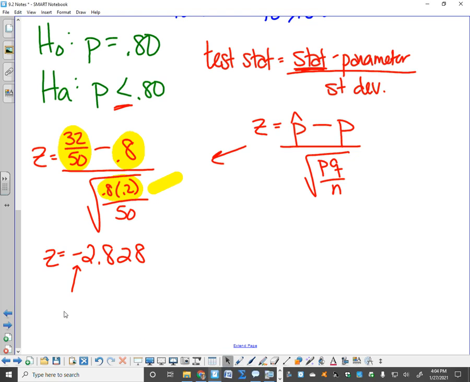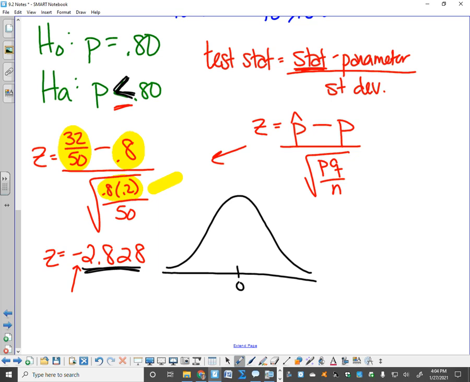All right. So now what I'm going to do is I'm going to use that z-score to find the area less than this z-score. Yes, this z-score. So watch. I'm going to draw my curve. There's 0. So -2.828 is way down here. You're labeling. Everybody's drawing. Everybody's labeling. I want the area to the left of that. And that area is my p-value.